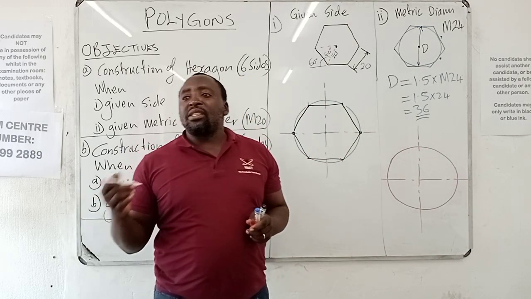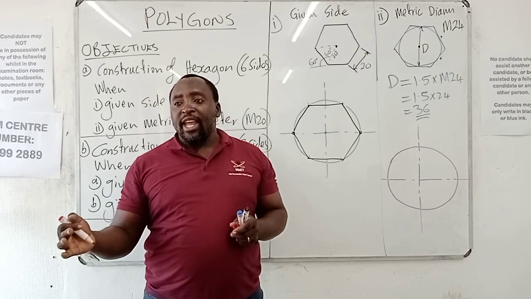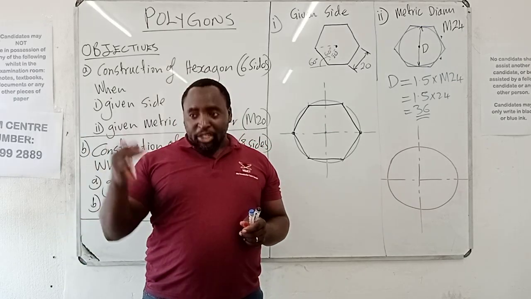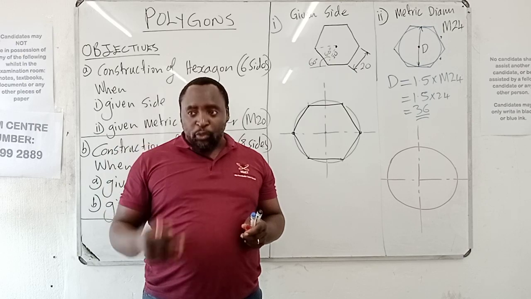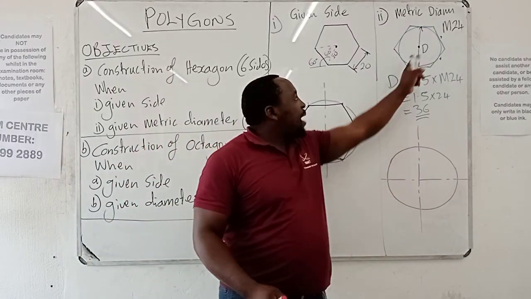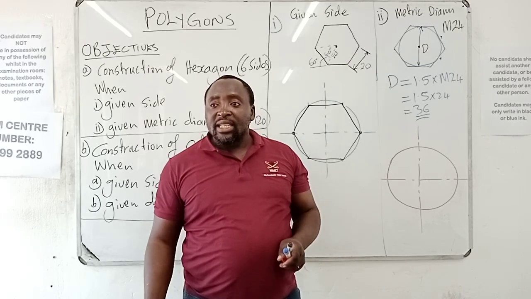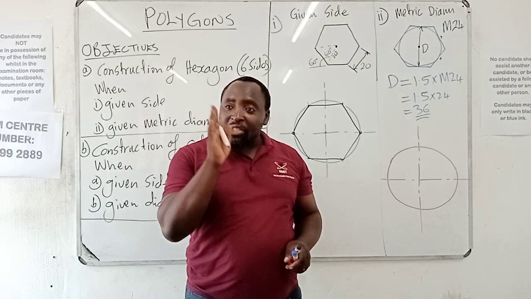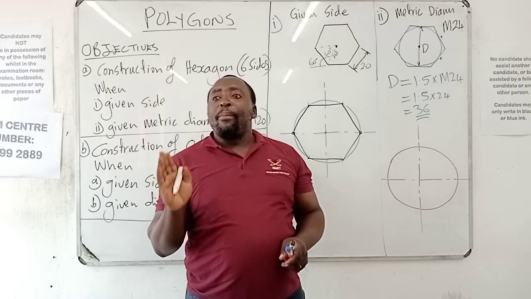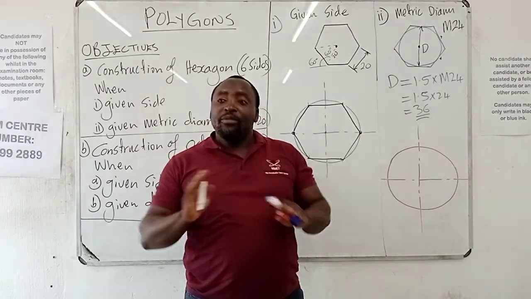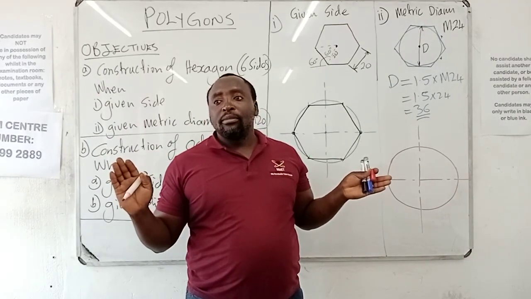Because the scale, it says scale 1 to 2. Yes. You divide by 2. 36 divided by 2. So instead of having a diameter of 36, it will be diameter of 18. Why? Because your scale is 1 to 2. But if the scale is 1 to 1, you draw it normal. Does it make sense?